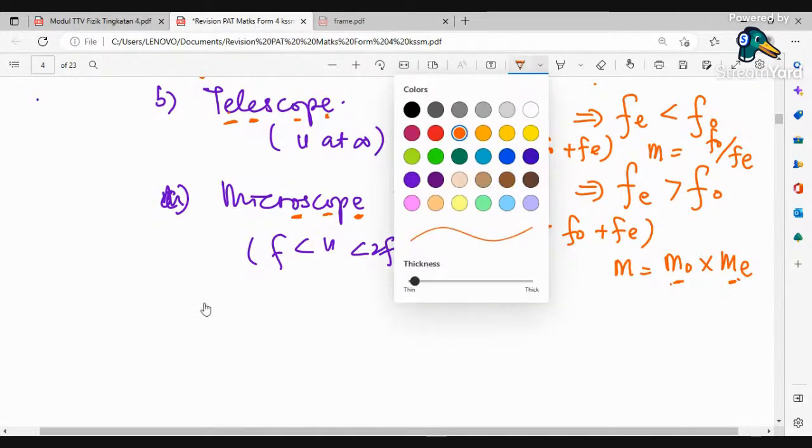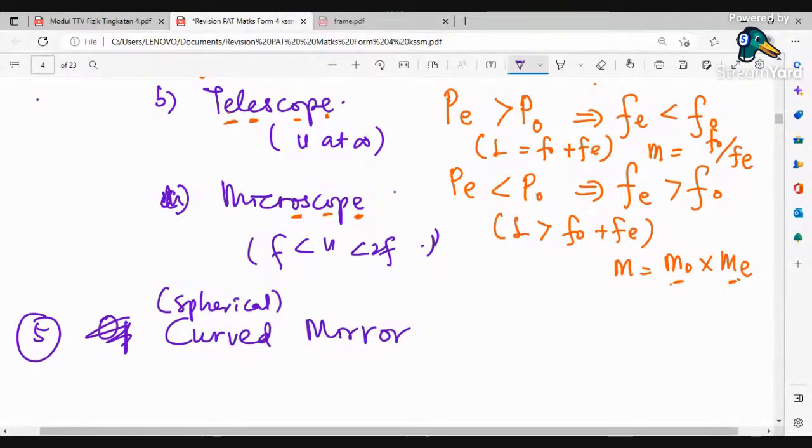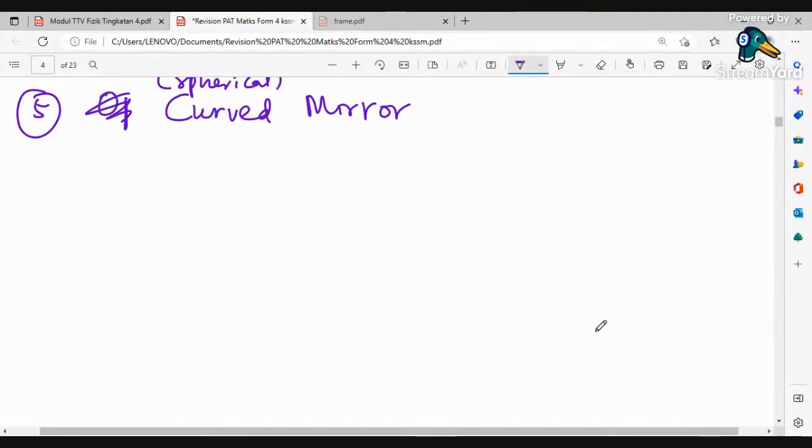Okay, let's look at the last part. The last one in this topic ialah about optical curves. Spherical mirror atau curve mirror. Okay, why we call it spherical? Because we can assume it coming from this sphere, center C. You see lah, senang.